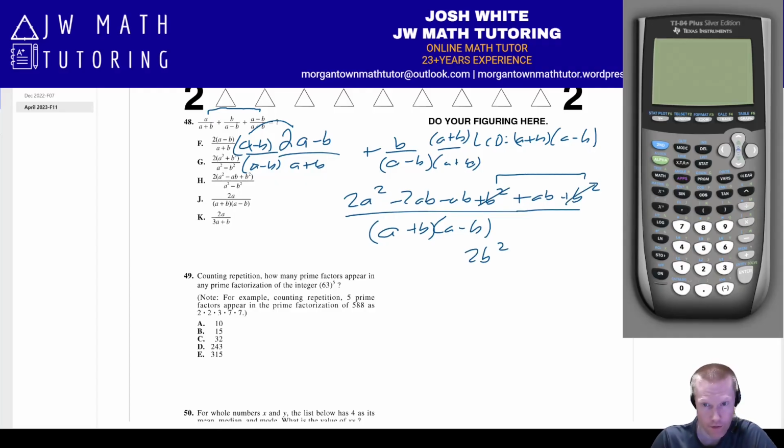Now, get rid of that. Negative ab plus ab, these just cancel out, so we are left with the minus 2ab, and then 2a squared. Then again, the bottom, however you want to write it, doesn't matter. I'll just do, I guess, a squared minus b squared.